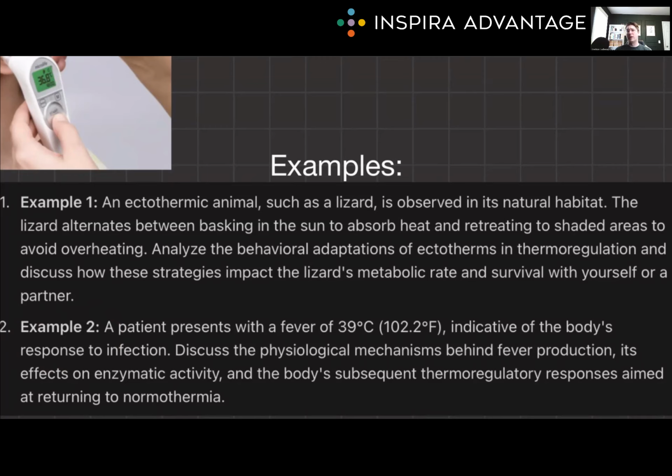To return to normothermia, the body employs thermoregulatory responses once the infection begins to subside. This is kind of the opposite of what caused the fever. They include vasodilation to increase heat loss through the skin, sweating to cool the body via evaporation, and a decrease in metabolic rate to reduce heat production.